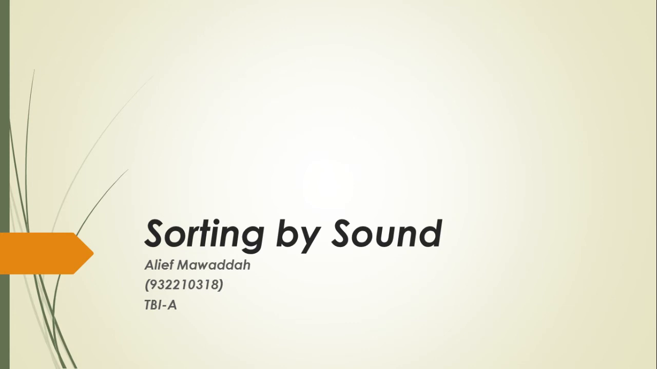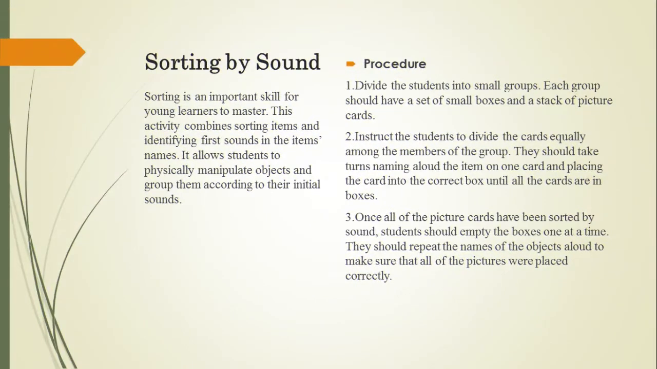Okay, I would like to share about one of the strategies of reading for young learner. The strategy is sorting by sound. Sorting is an important skill for young learners to master. This activity combines sorting items and identifying first sounds in the items' names. It allows students to physically manipulate objects and group them according to their initial sounds.